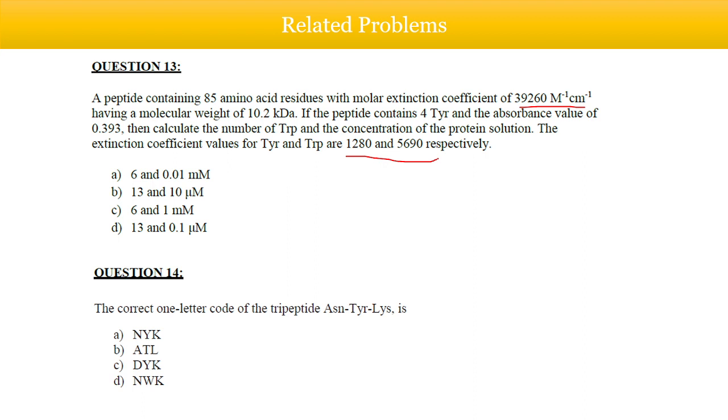Now when you know the molar extinction coefficient and the absorbance is also known, you can calculate the concentration. The epsilon value is 39260, the absorbance is 0.393, and the length is 1 centimeter. So the concentration, when you calculate it, comes around 0.01 millimolar, or 1 into 10 to the power minus 5 molar. So therefore option A is the right answer.